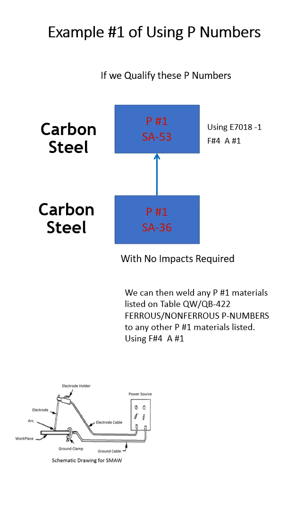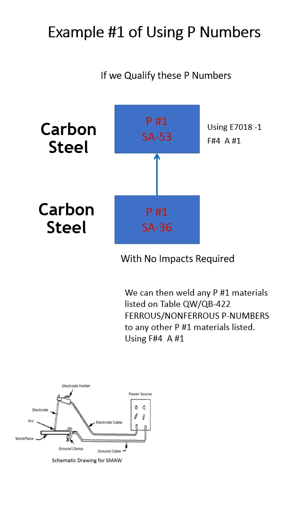Here's an example of using P-numbers. If we qualified a weld using these P-numbers on the PQR, P number 1 to P number 1, SA53 to SA36, and with no impact requirements, we're not doing the impact thing, and let's say we're using an E7018-1, which would be an F4A1, we can then weld any P number 1 material listed on table QW-422 to any other material listed on that table that has a P1.